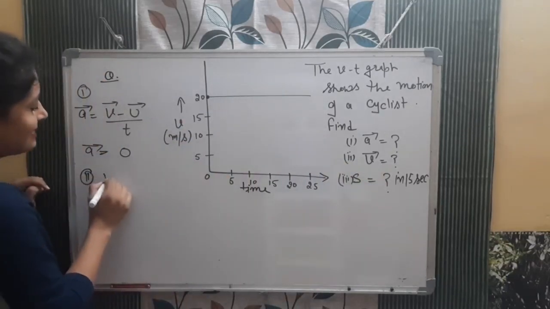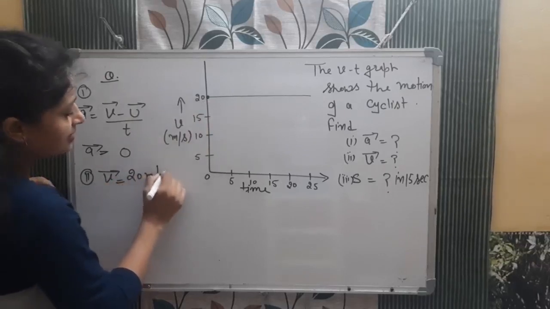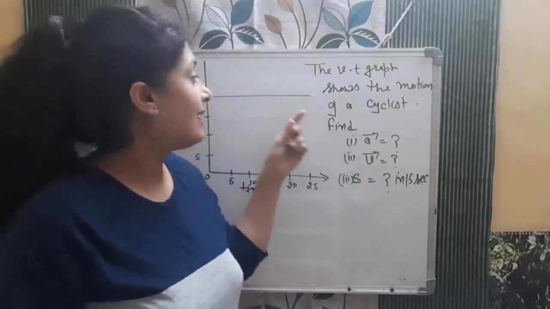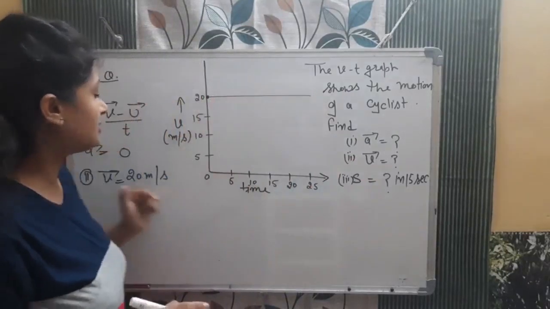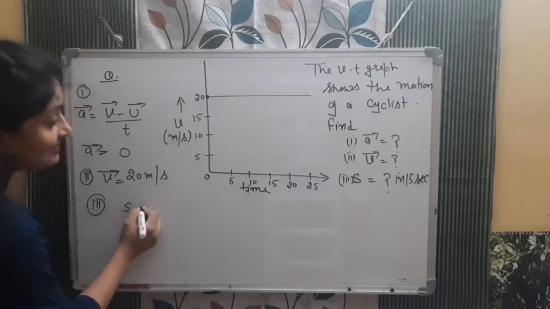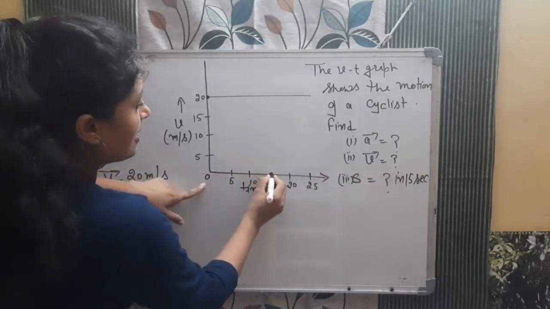Second part, velocity. By seeing the graph we can simply tell velocity is what? 20 meter per second, because there is no change in the velocity and that's why acceleration was 0. Third part of the question is what? We need to calculate the distance in first 15 seconds. 0 to 15 at this point.